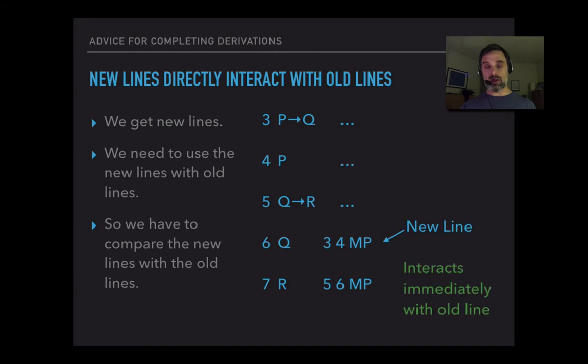All I need to do, I get the new line, and I immediately can apply modus ponens to my new line and one of my old lines. But you need to be asking yourself, how can I use my new line together with my old lines? Always. You get the new line, then try to use it in conjunction with your old lines.